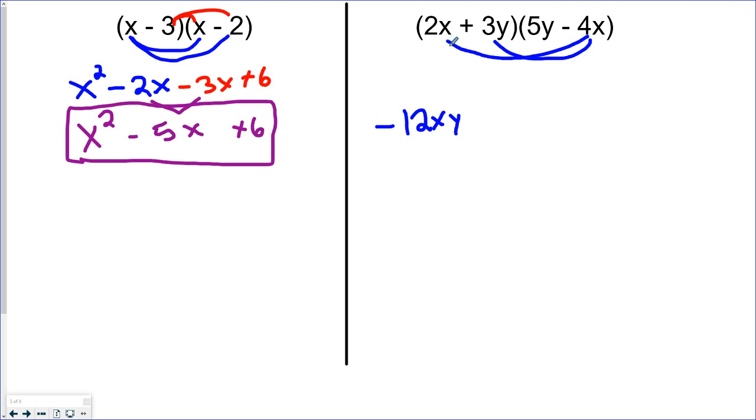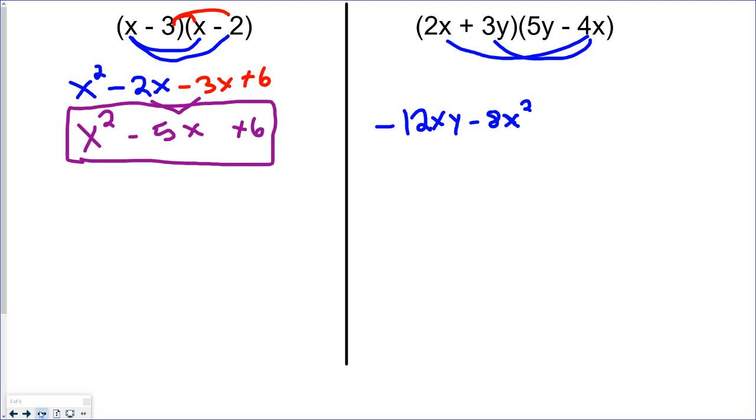Negative 4x times 2x. Now, be careful here. Negative 4 times 2, that's a negative 8. And x times x, that'd be x squared. So that'd be negative 8x squared. The negative 4 and the 2 make negative 8. The x and the x make x squared.